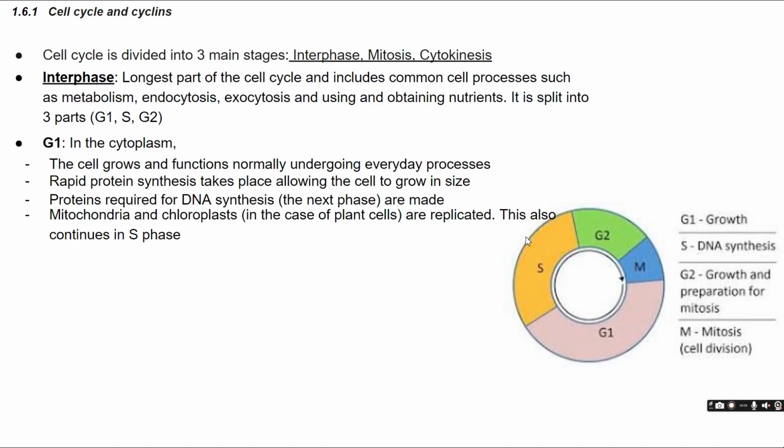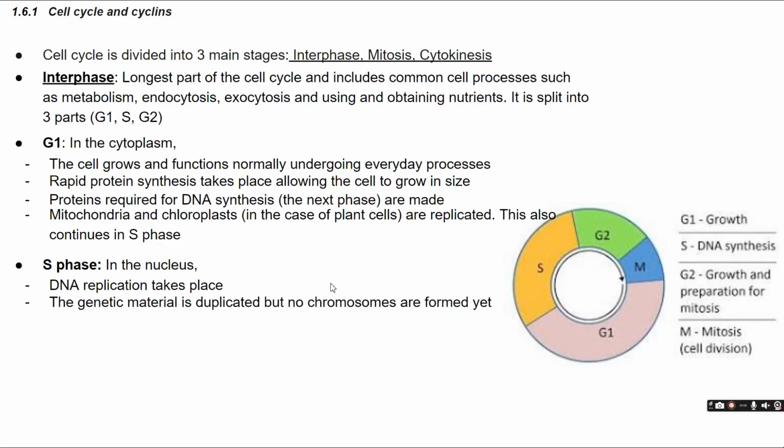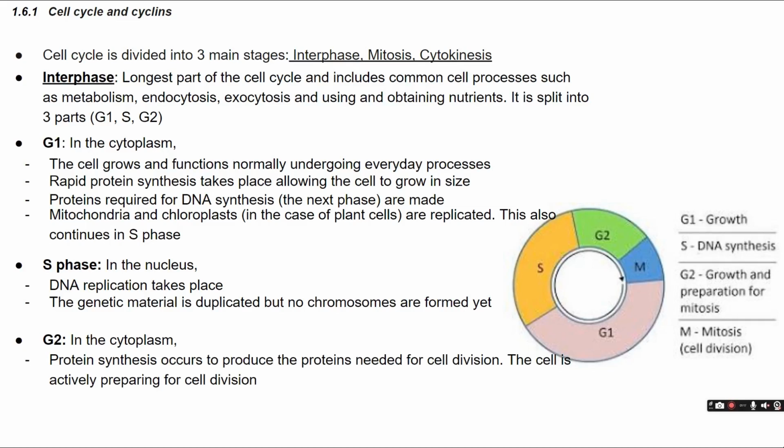in the S phase. In the S phase, this takes place in the nucleus. DNA replication takes place, and the genetic material is duplicated, but no chromosomes are formed yet. And then we have G2, which occurs in the cytoplasm. Protein synthesis occurs to produce the proteins needed for cell division, and the cell is actively preparing for cell division.